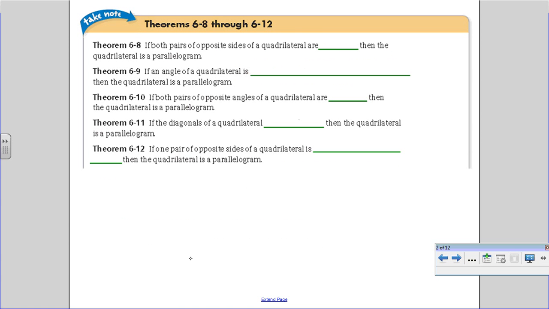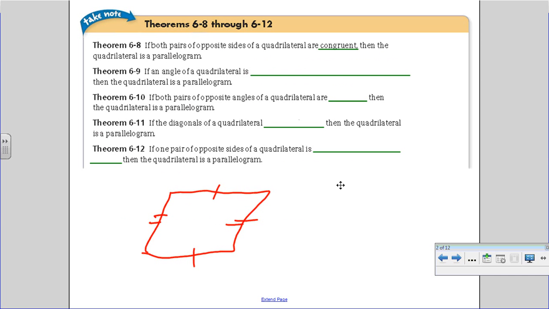So, for example, we have theorem 6.8. If both pairs of opposite sides of a quadrilateral are what, then the quadrilateral is a parallelogram? Well, we talked about yesterday that if we have this parallelogram, this side will be congruent to this side and this side is congruent to this side. So therefore, we can state that if both pairs of opposite sides of a quadrilateral are congruent, then the quadrilateral is a parallelogram.